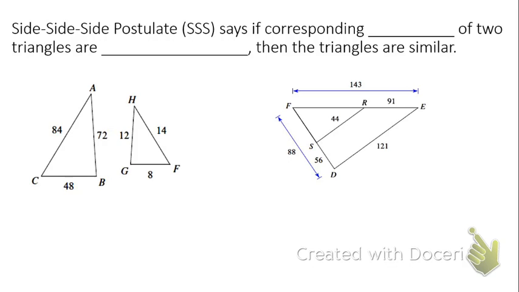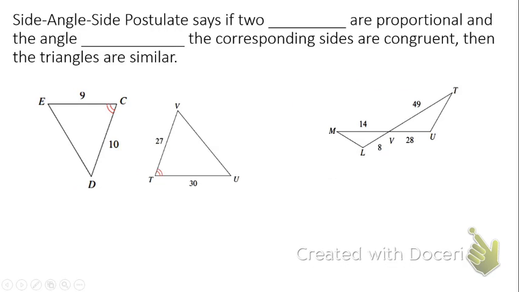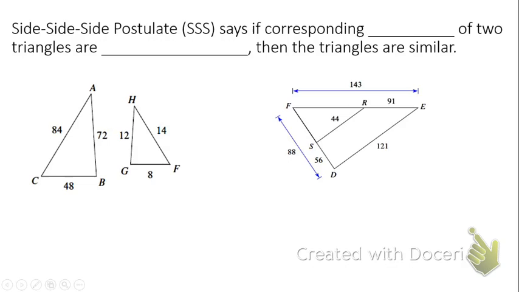So our next postulate is the side. So it says if corresponding sides of two triangles are proportional, then the triangles are similar. So our sides don't have to be congruent, they have to be proportional. So to decide this, we just want to set up some proportions like we did at the beginning.